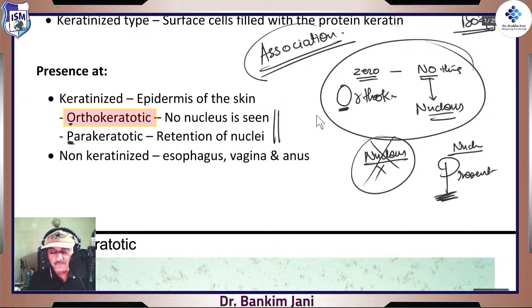This is what is called association. I just wanted to emphasize the word association, how you link. Every time, keep linking it. That way you will never create a blunder. Because now you know that zero means no, so orthokeratotic will not have any nucleus. And parakeratotic is P, P means present, so it will always have the nucleus, retention of nuclei. Now you go into depth on what really happens in orthokeratotic and parakeratotic, how the layers move, how the nuclei are, and you are not making mistakes in the basics. True?